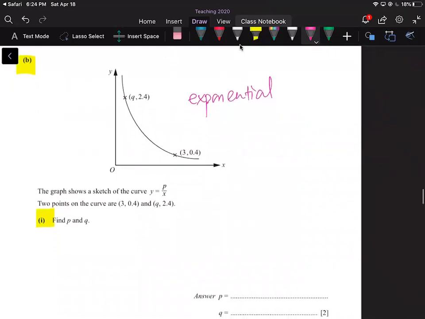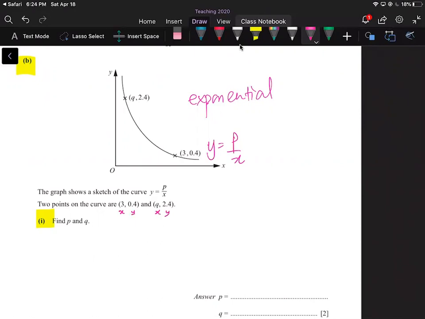Okay, it looks complicated, but actually we are just going to use all the information given. Y is equal to p over x. That is the name of the equation, the graph. Okay. What I have to do is, I know this one is a coordinate, x and y, and x and y. So maybe I can use this into here to find my p. So I know y is equal to p over x. So my y has changed to 0.4. My x has changed to 3. And then I just solve it.